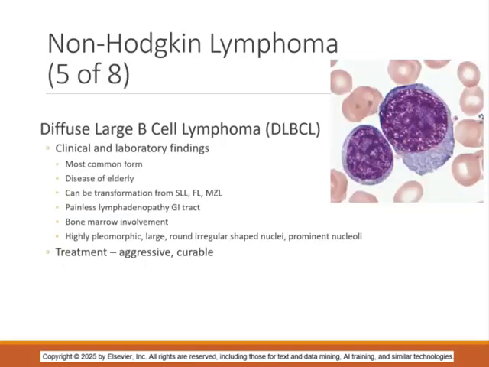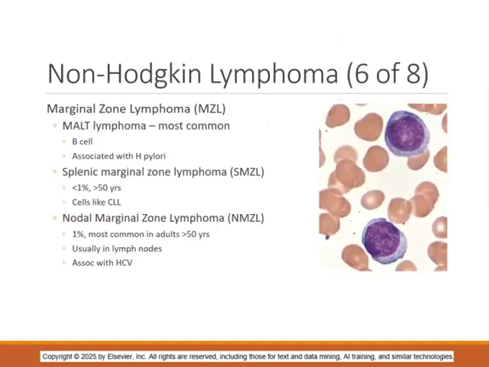The next one is diffuse large B-cell lymphoma. This is the most common. You can see how big they are. They are huge, large, round, with an irregular shaped nucleus. They do have nucleoli in them, just weird looking. And they can transform into the other lymphomas. It's usually seen in elderly individuals. But it can involve the bone marrow. Usually it's the lymph nodes or the GI tract where they end up finding it. It is very aggressive, but it's curable. Most of these B cells now are considered pretty curable.